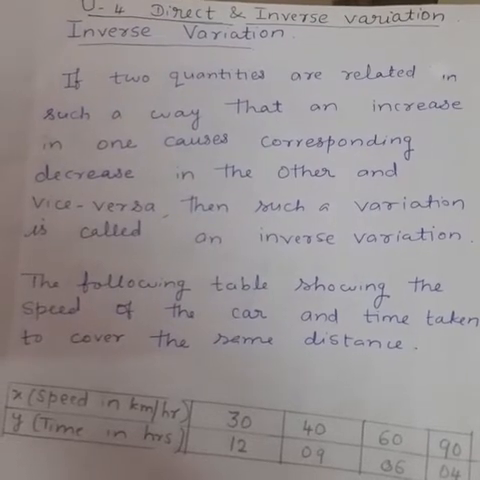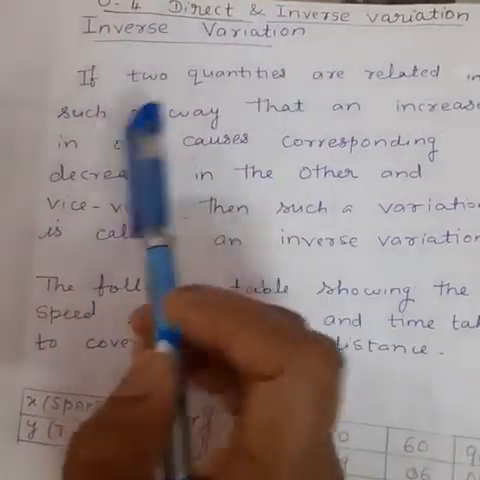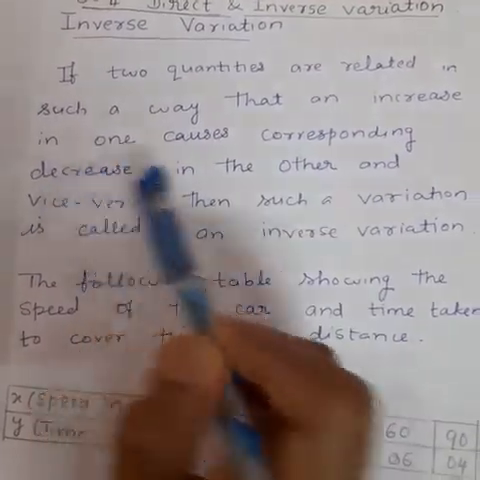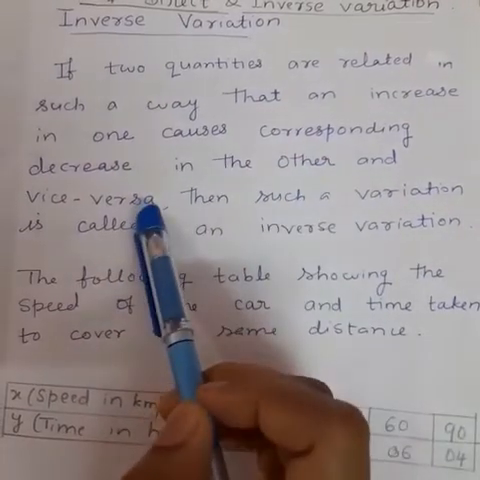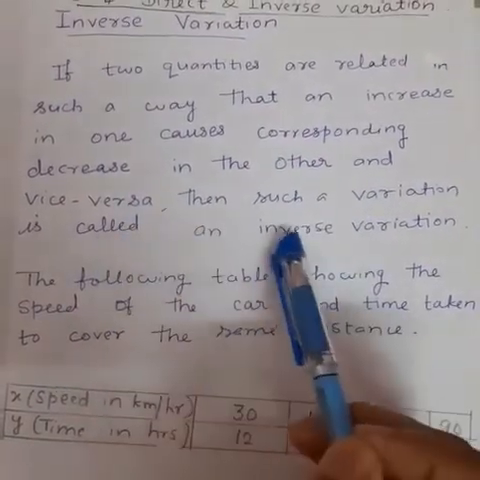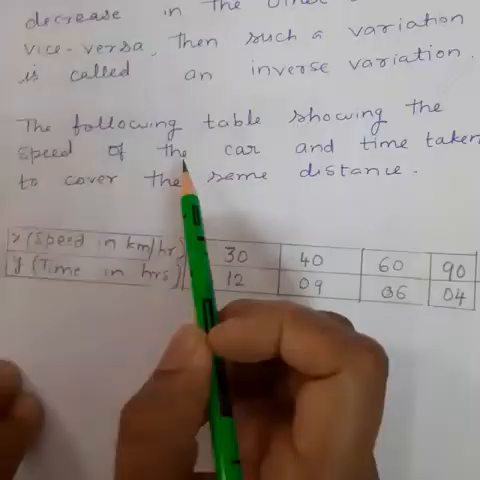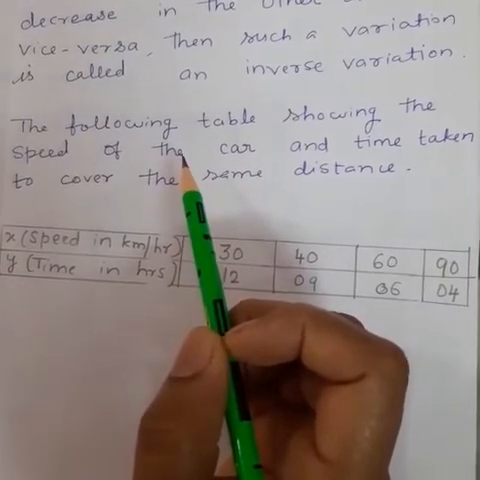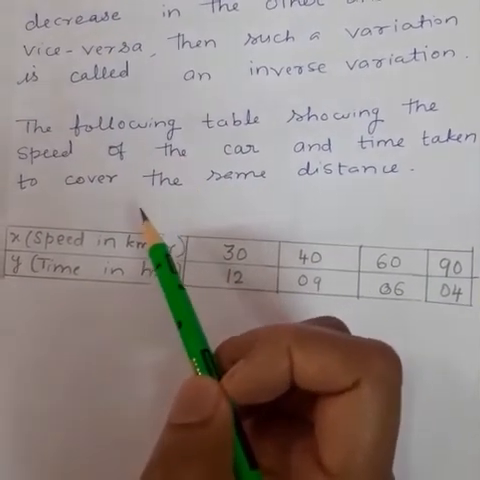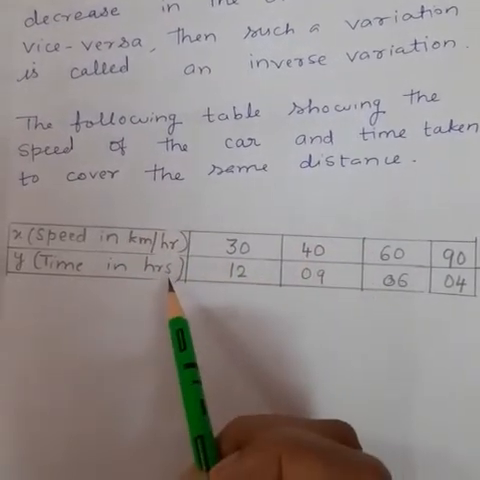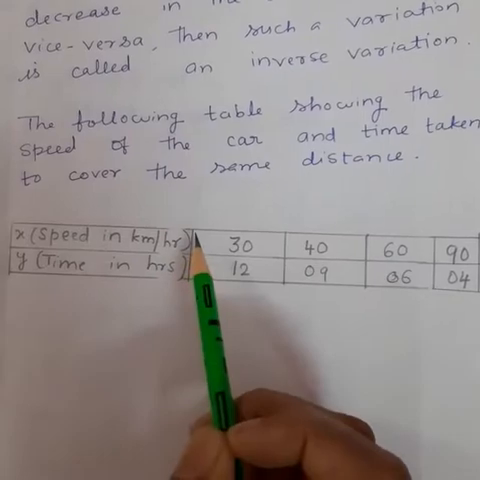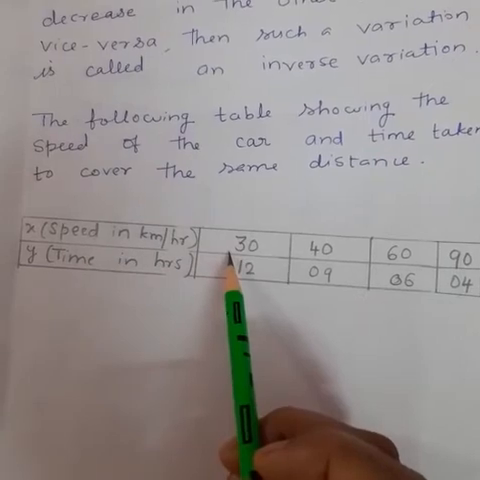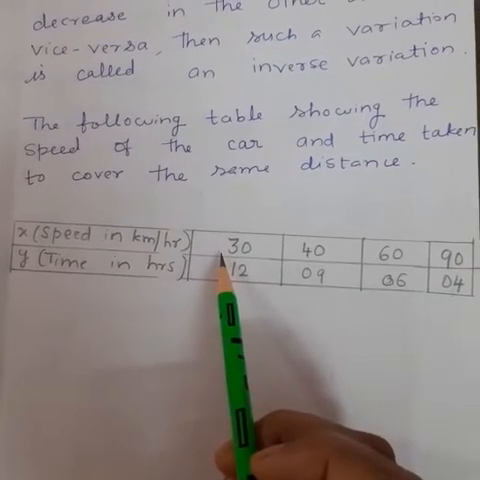What is inverse variation? If two quantities are related in such a way that an increase in one causes a corresponding decrease in the other and vice versa, then such a variation is called inverse variation. Let's consider the following table showing the speed of a car and the time taken to cover the same distance. From the table, it's clear that as the speed of the car increases, the time taken to cover the same distance decreases, and vice versa.